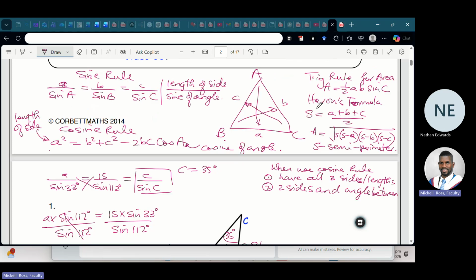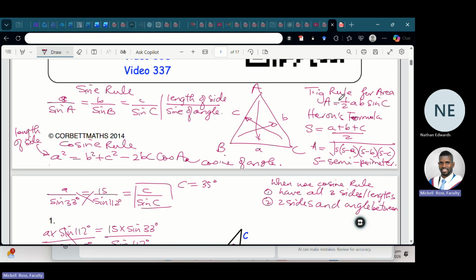So we use Heron's formula when we have all three sides. If we don't have all three sides, we use the trig rule. And the trig rule is when you have two sides and the angle between. So the trigonometric rule for calculating area is when you have two sides and the angle between.